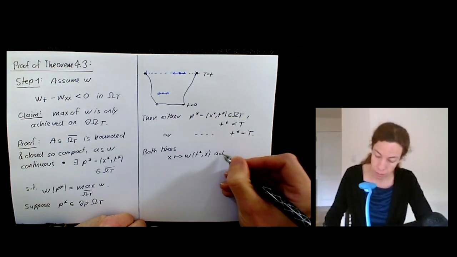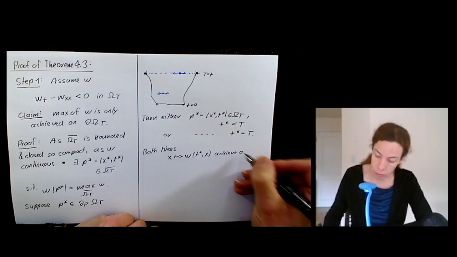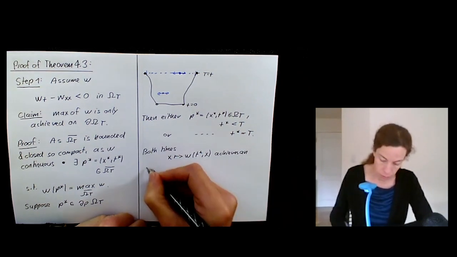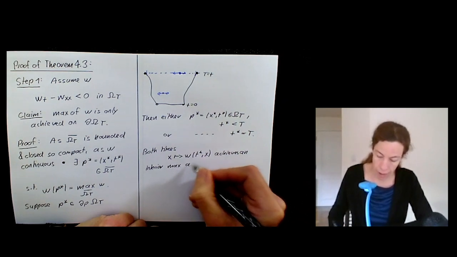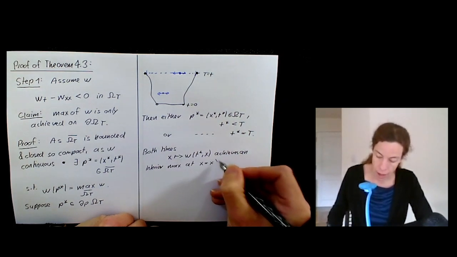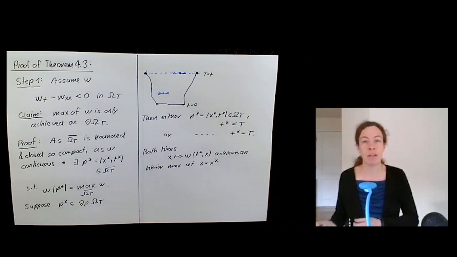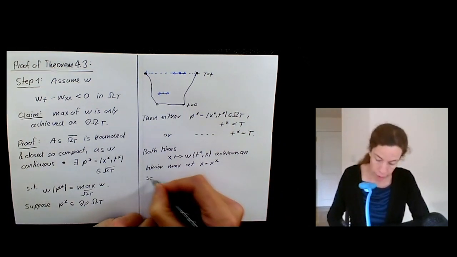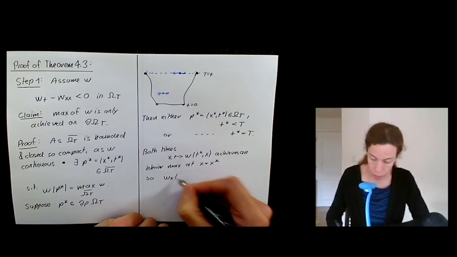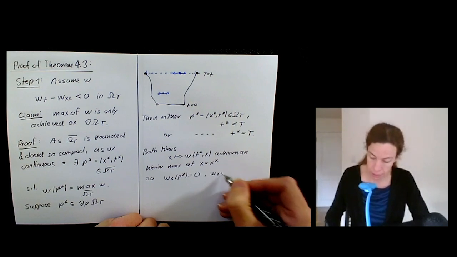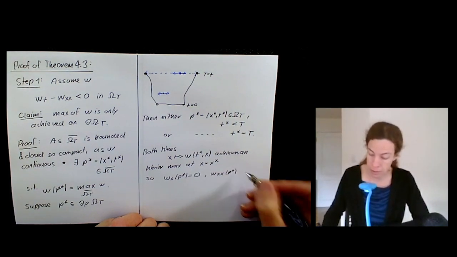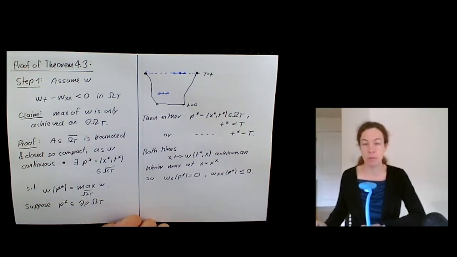achieves an interior maximum at X equal to X star. And we know already from A levels, if you have an interior maximum of a function in one variable, so I conclude that Wx of P star is equal to 0, and Wxx of P star, I have a max, so this is less than or equal to 0.